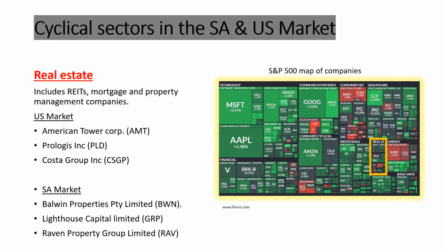And on to the last sector, which is real estate. These include REITs, mortgage, and property management companies. REIT stands for Real Estate Investment Trust. These are companies that own and typically operate income-producing real estate or related assets. But more about that in later chapters of the lessons. In the US market, we have American Tower Corp, we have Prologis, we have CoStar Group. And in South Africa, we have companies like Balwin, Lighthouse Capital, Raven Property Group Limited. And they're located over here in the S&P 500 map of companies.